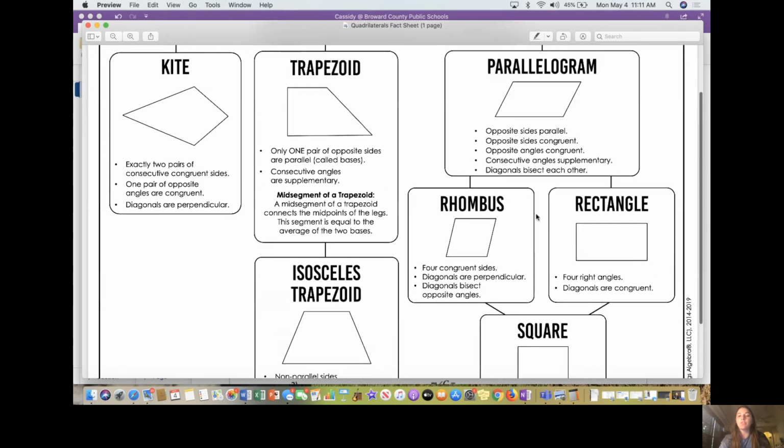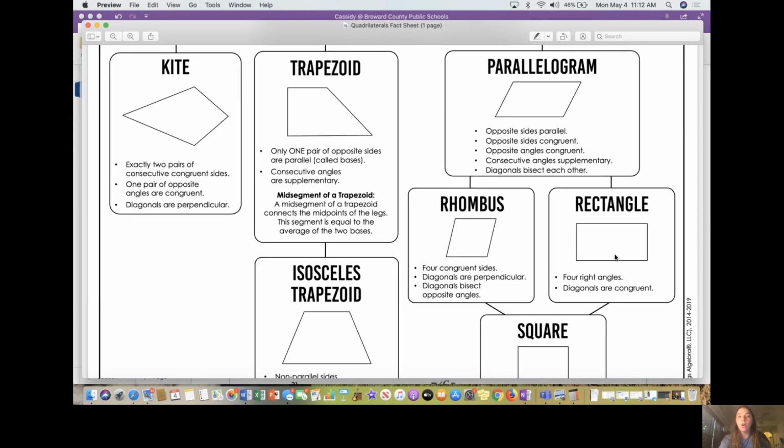So starting with the rhombus and the rectangle, all the things that they have listed below them are facts about them, but they also share the same facts from parallelogram. So anything from this part right here under the thing is included, as well as the stuff above it. So a rhombus also has opposite sides that are parallel, opposite sides congruent, opposite angles congruent, and consecutive angles supplementary, and the diagonals bisect each other. So all these rules apply to this. Same thing with rectangle. All those rules apply to rectangle.